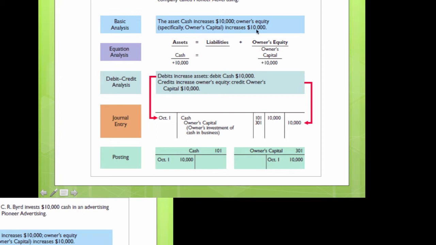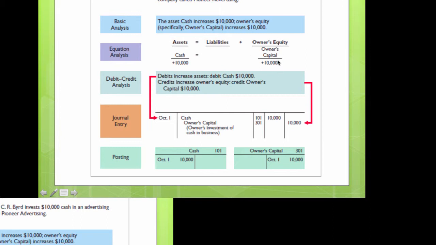Okay. When we then record these transactions in tabular form, you did that in Chapter 1 with the Excel sheet. Okay. And it's in reference to the accounting equation. Remember, cash is under assets and owner's capital is under owner's equity.